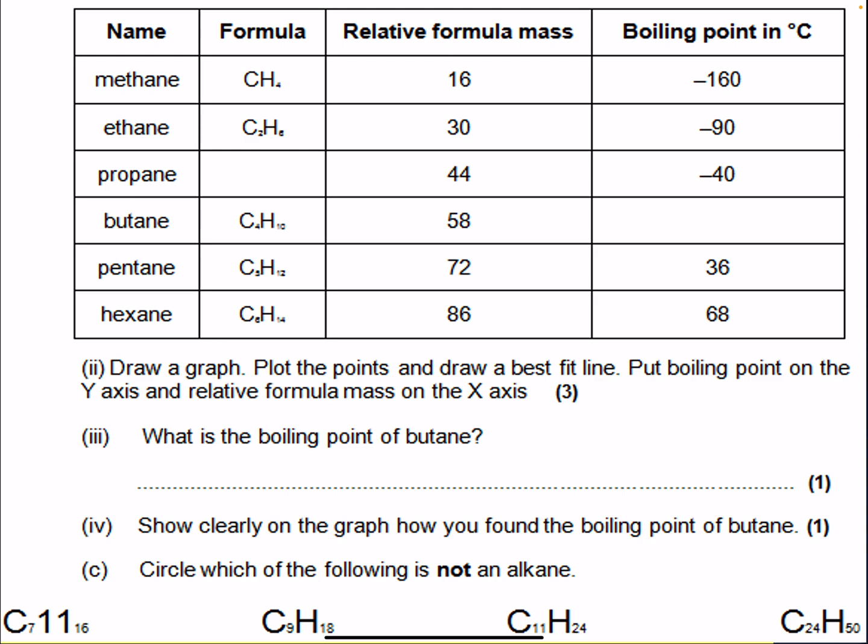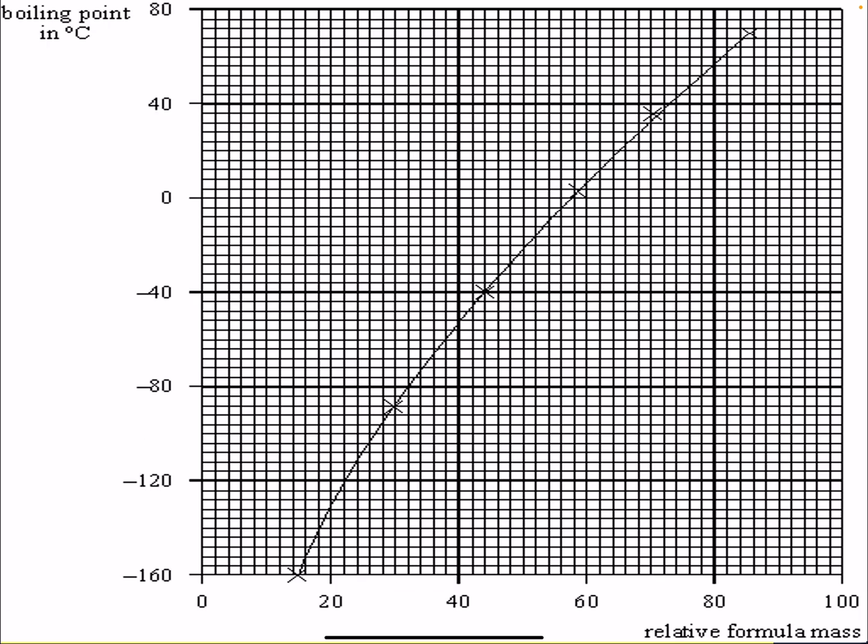And the answer should be C9H18, because that doesn't have the CnH2n plus 2 general formula. The other 3 do. So C9H18 is not an alkane.